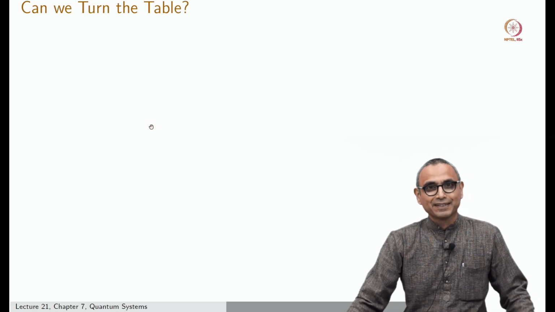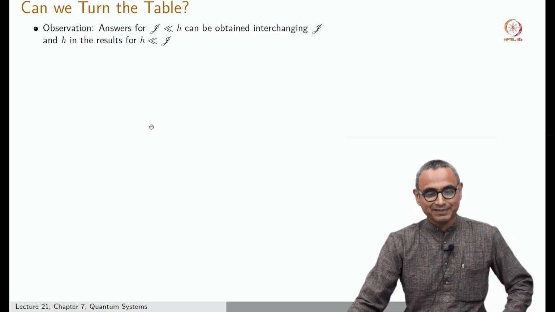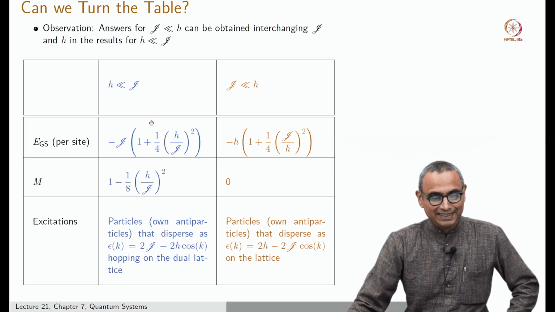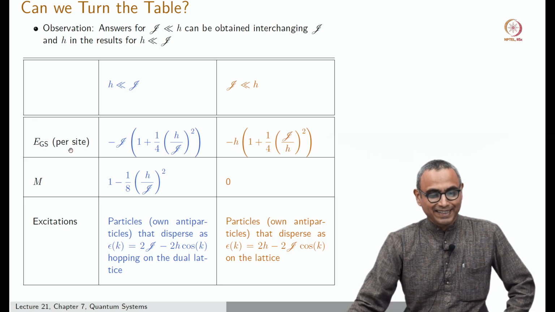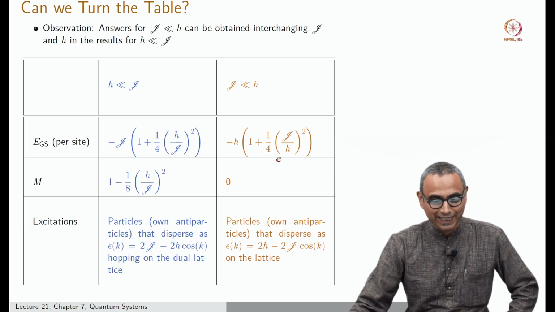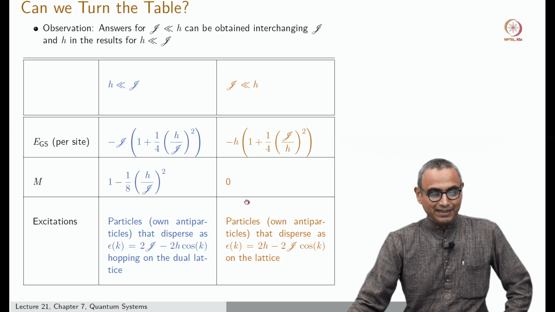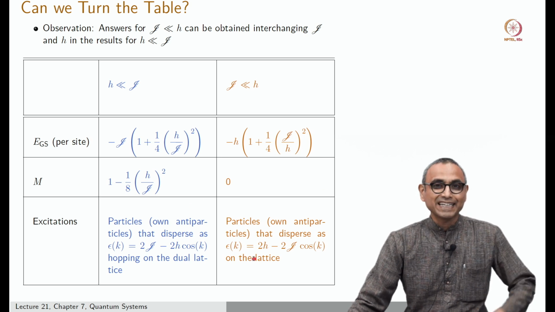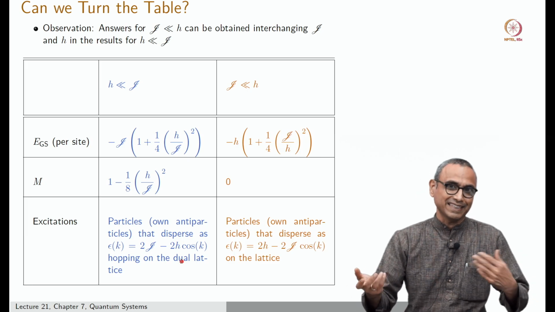Okay. So, the puzzle came to us via a table, and the results we summarized at the end of last lecture was that the ground state energy looks like this when h is much smaller than j, and if j is much smaller than h, it is exactly this expression with h and j interchanged. Except for magnetization, anything associated with energies, you see h and j get interchanged.